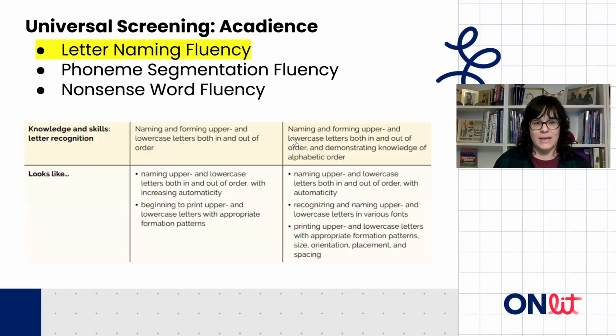Again, using that Appendix A, when we look at letter naming fluency, which is a brief direct measure of a student's ability to name letters quickly, you can see that naming uppercase and lowercase letters, both in and out of order, with automaticity in various fonts, is part of our curriculum. This is from Appendix A. It is directly related to what we are doing in Ontario.